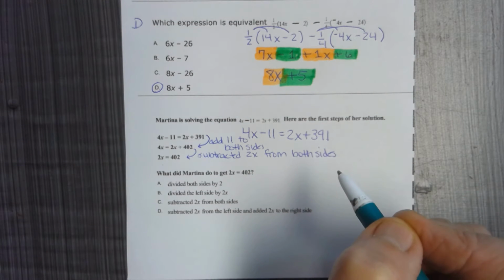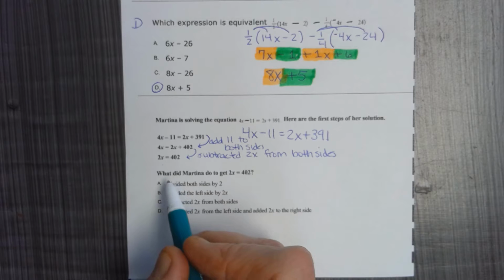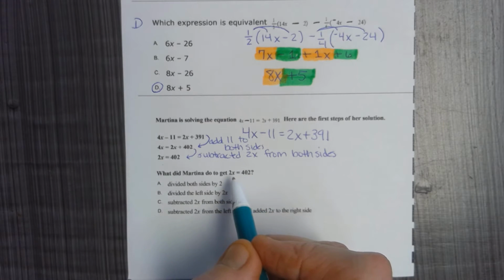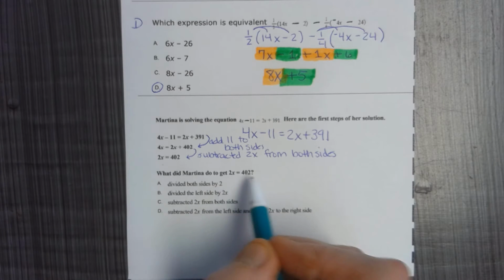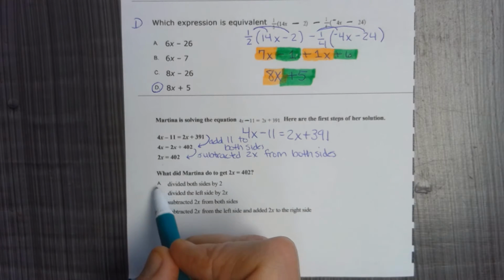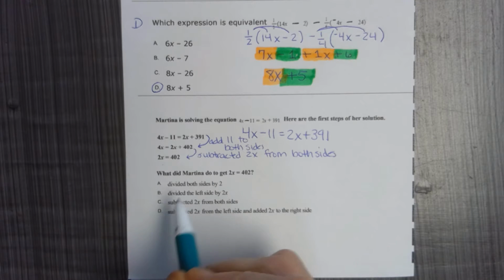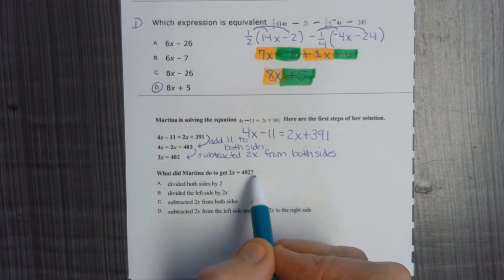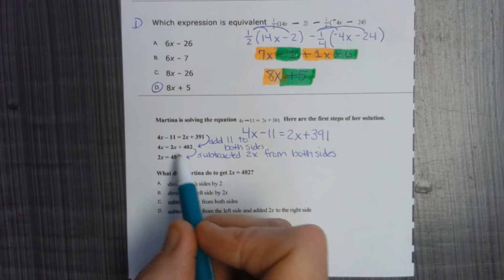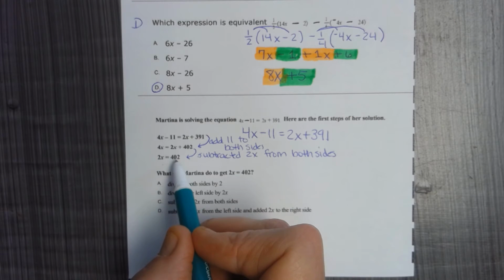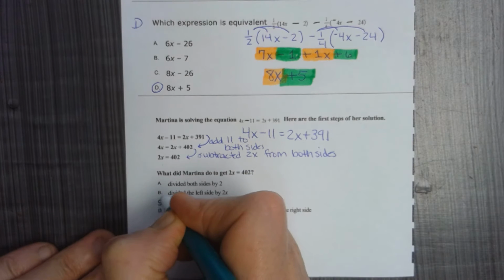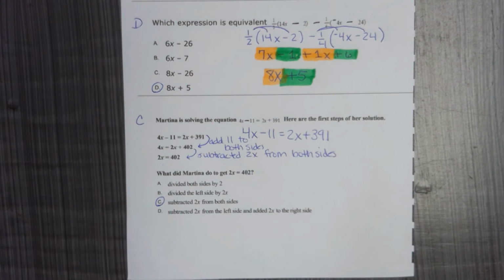The reason why I think you all missed this is because you didn't read it. You saw 2x equals 402 and said, what do I need to do to solve this? I need to divide both sides by 2. And you probably answered A, but that's not what the question says. The question says, what did Martina do to get to 2x equals 402? The way she got to this is from here to here, she subtracted 2x from both sides. So the actual answer is C. She subtracted 2x from both sides. If you're listening, right, I'm listening at the bottom.